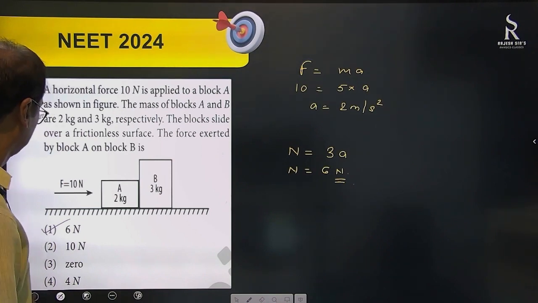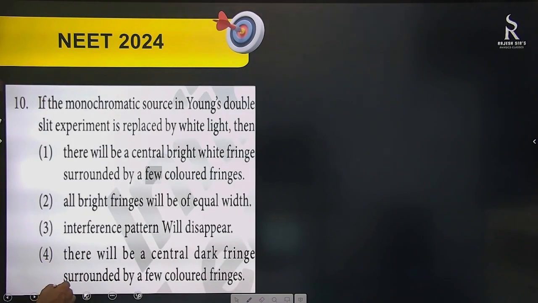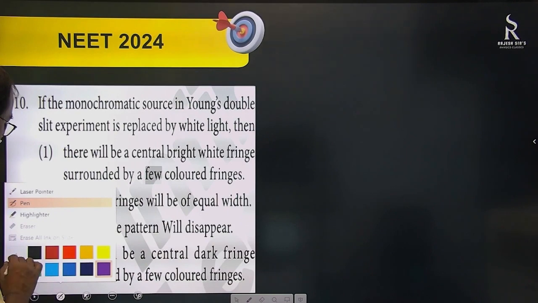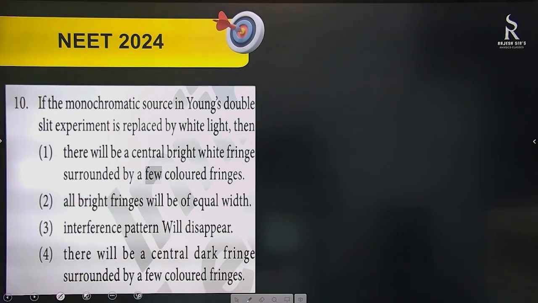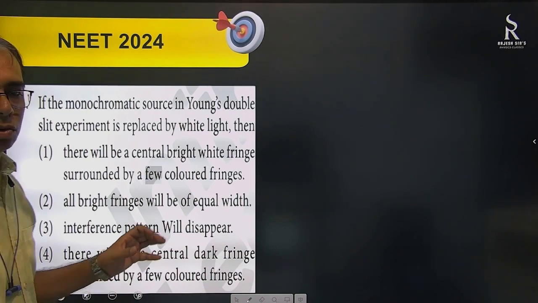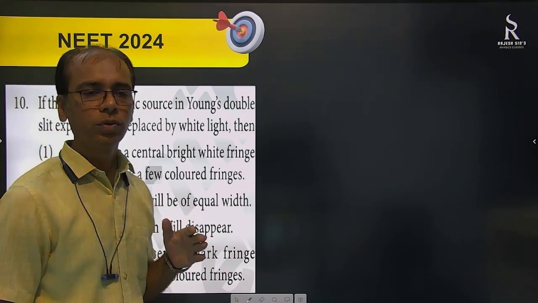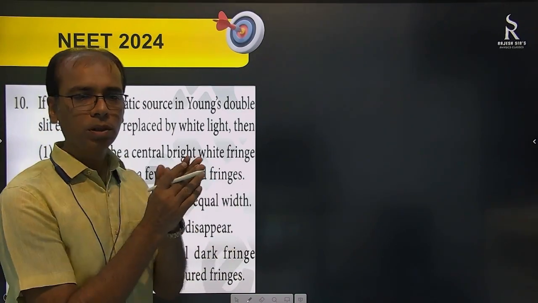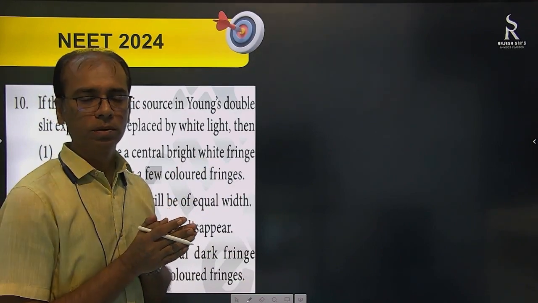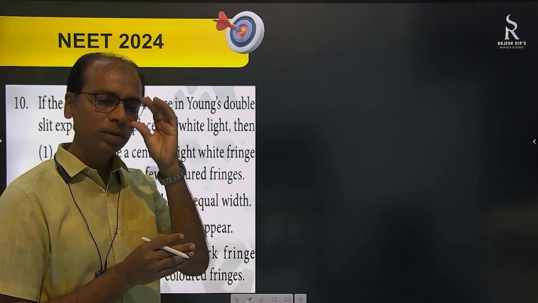Right. Let's move ahead now. What is this now, let's see. If the monochromatic source in Young's double slit experiment is replaced by white light, what is going to happen? Let's talk about the central bright fringe, the central maximum. In the central maximum, what happens?